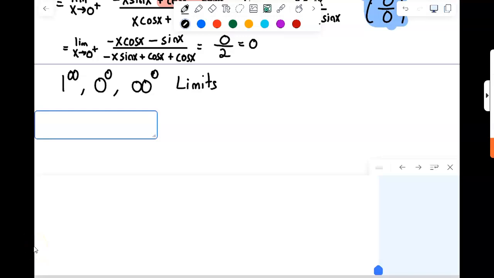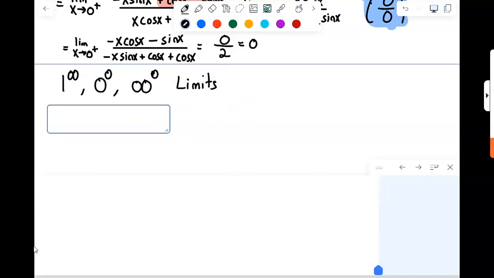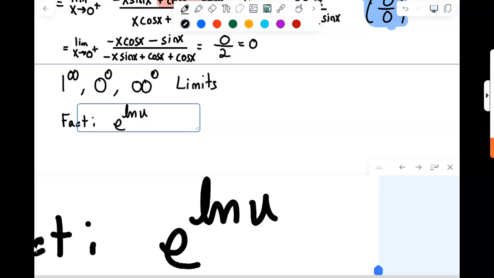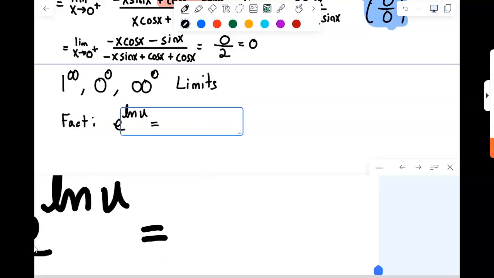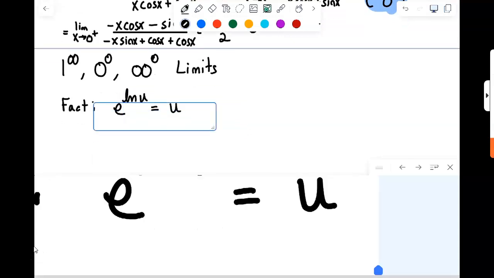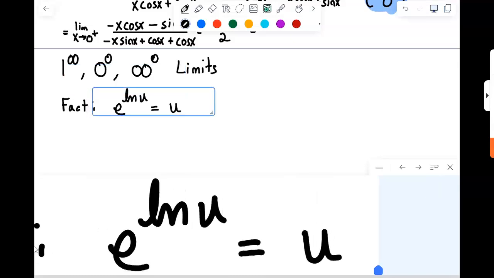Okay, so we look at these limits here: 1 to infinity, 0 to 0, and infinity to the 0 power limits. All of these are centered around this algebraic fact that if you take the exponential function and raise it to the logarithm function, those two things cancel each other out. What we're actually going to end up doing is taking our limits and rephrasing them so that they involve an exponential and a log.